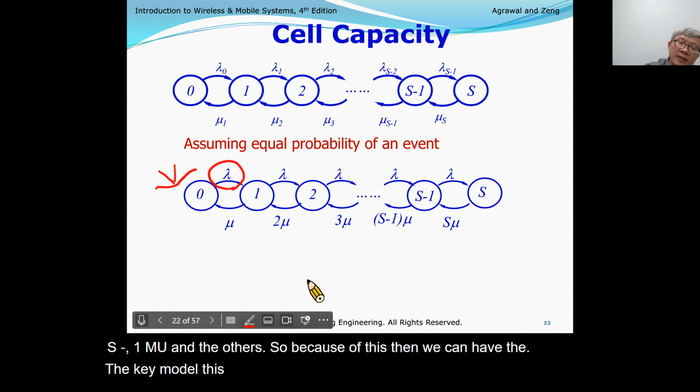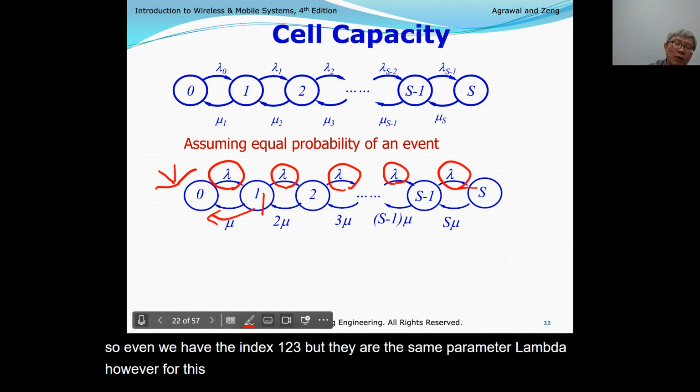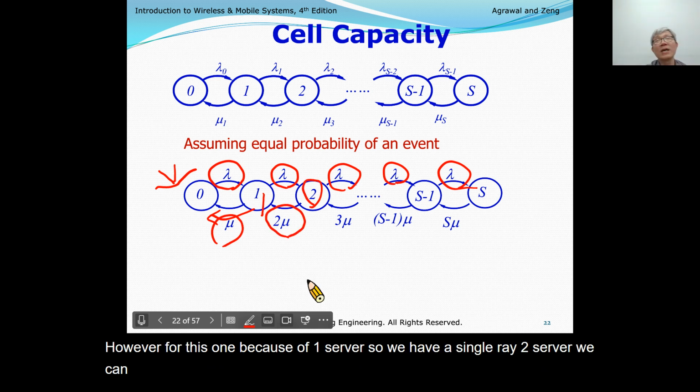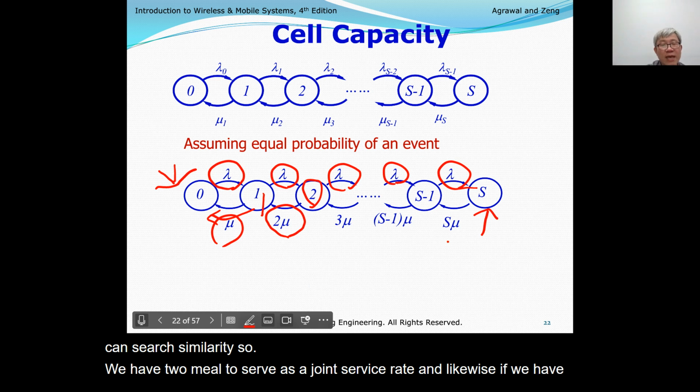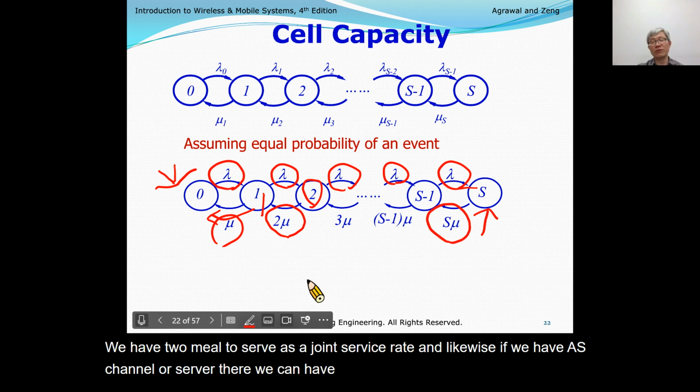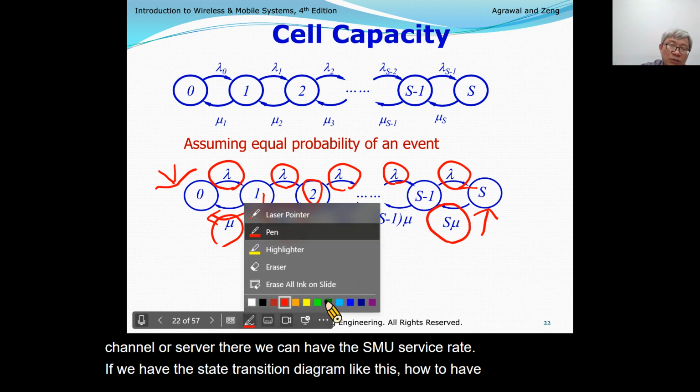We have the common arrival rate. Even though we have the index 1, 2, 3, they are the same parameter, lambda. However, for this one, because of one server, we have a single rate. With two servers, we can serve simultaneously, so we have 2 mu as the joint service rate. And likewise, if we have S channels or servers there, we can have the S mu service rate. Well, if we have the state transition diagram like this, how to have the equilibrium equations?